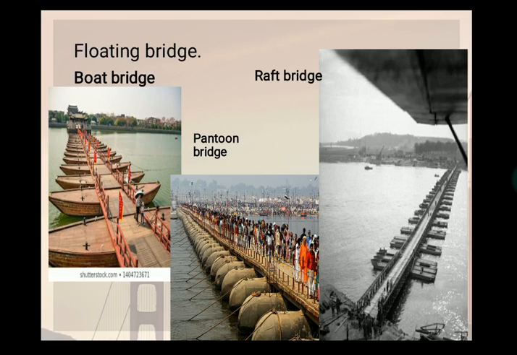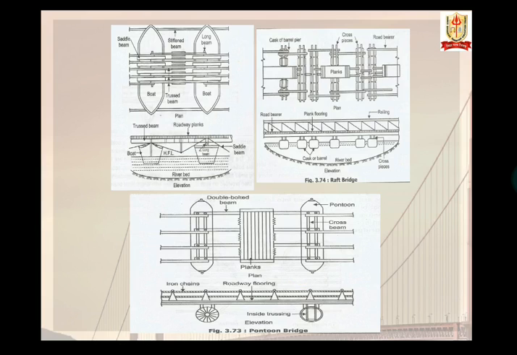Raft bridge. In this type of bridge, the substructure consists of floating piers made of casks or barrels lashed together in lines of 6 or 7 by means of long pieces of wood known as spars laid across them at their top. These spars act as gunwales to support the road bearers carrying the bridge floor, as shown in figure number 3.73.